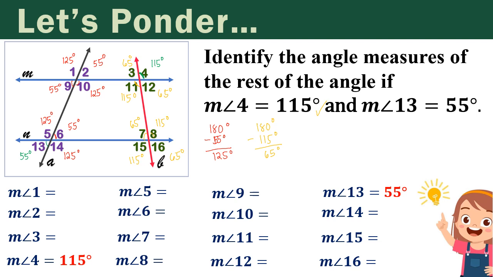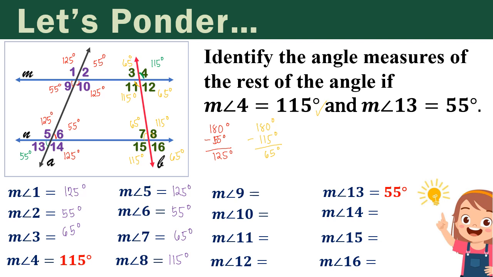Okay, now let's proceed with filling in the data or summarizing all the data that we gathered. So for angle 1, we got 125 degrees. For angle 2, we have 55 degrees. For angle 3, we have 65 degrees. For angle 5, it is 125 degrees. Angle 6 is 55 degrees. Angle 7 is 65 degrees. Angle 8 is 115 degrees.